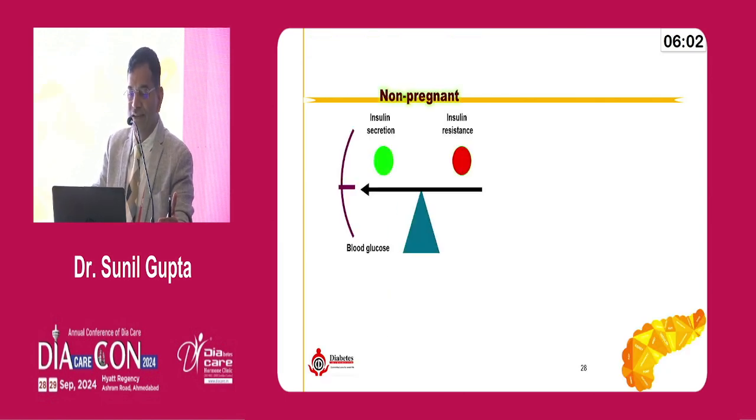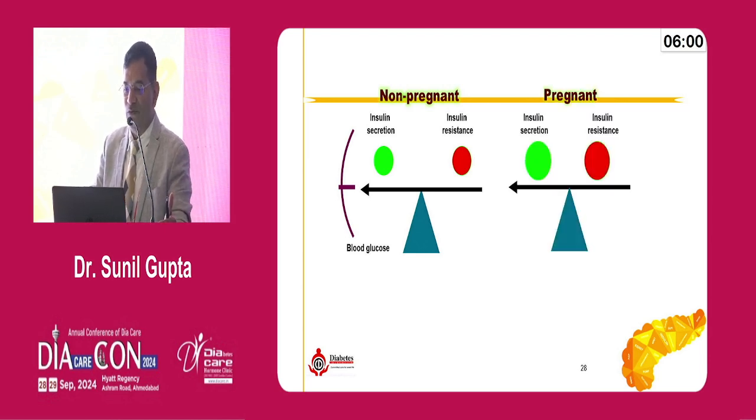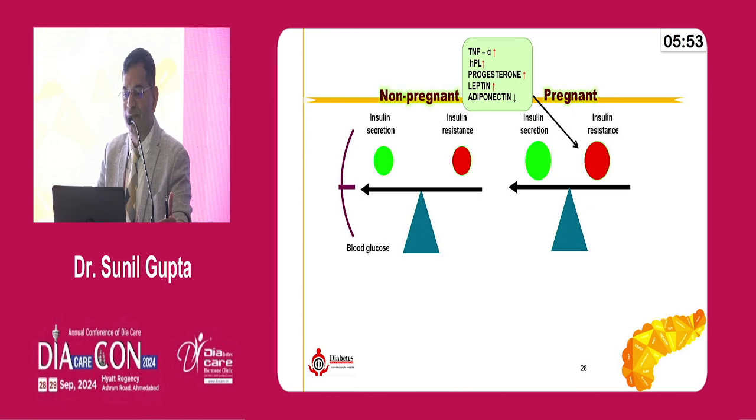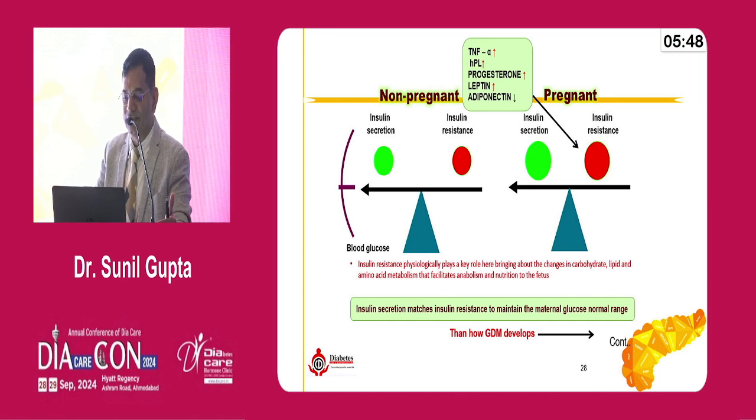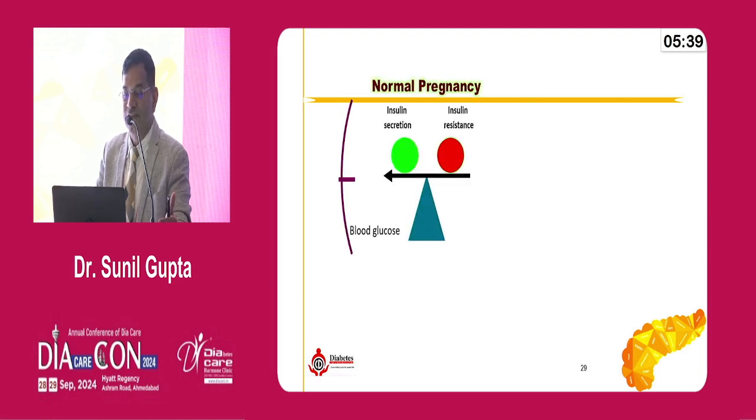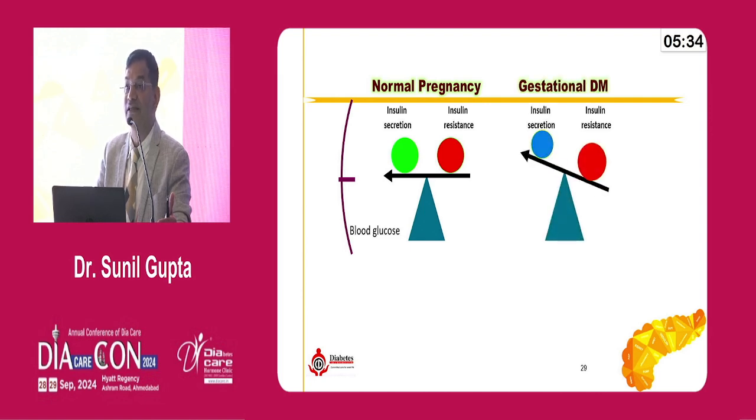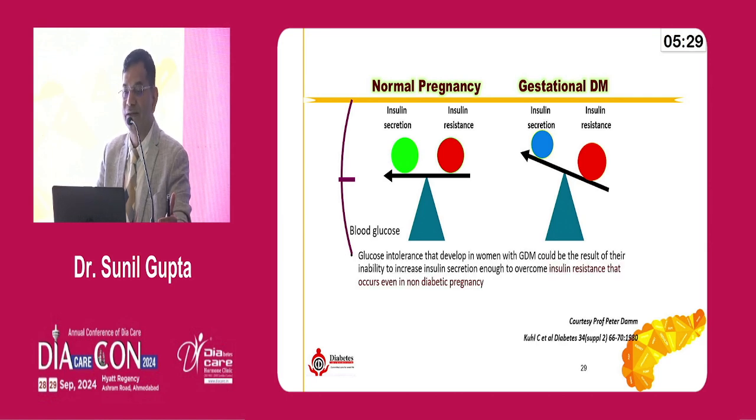So in the non-pregnant state, insulin secretion and insulin resistance are almost equal. As you become pregnant, insulin secretion increases, insulin resistance parallelly increases, and euglycemia is maintained. There are increased inflammatory markers and leptin, and adiponectin is reduced. Insulin secretion matches the insulin resistance and maintains the euglycemia of pregnancy. But what happens in GDM? In a normal pregnancy, insulin secretion matches insulin resistance, but in GDM, insulin secretion is not enough to combat this insulin resistance, and they develop hyperglycemia.